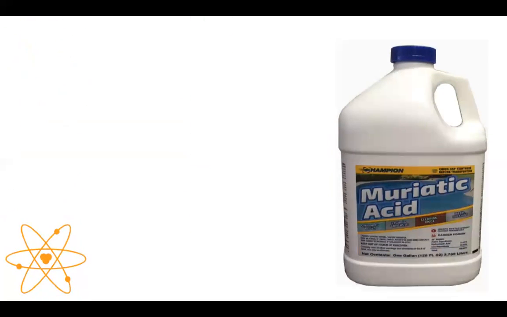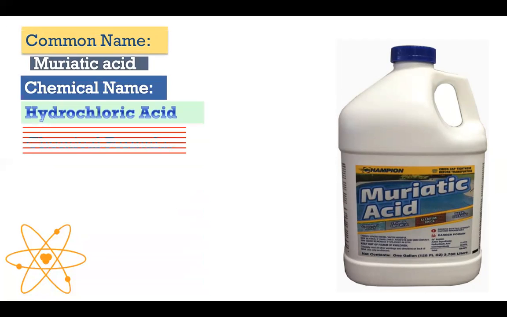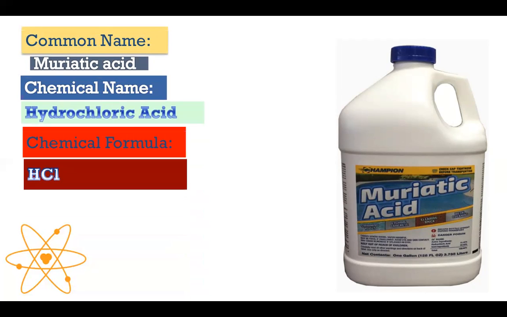How about this one? Your muriatic acid. You are so familiar with this because we are using it in cleaning our toilet or lavatory. Remember, class, that the muriatic acid that we use is not concentrated or pure hydrochloric acid. It is diluted with some percentage of water. So the common name is muriatic acid, the chemical name is hydrochloric acid, and the chemical formula is HCl.